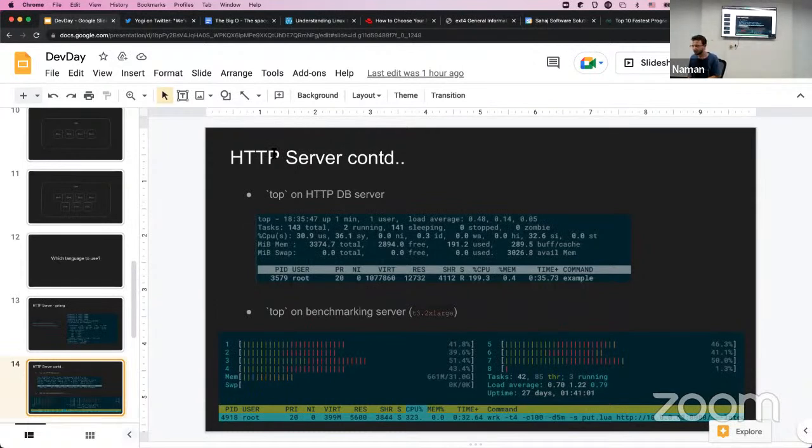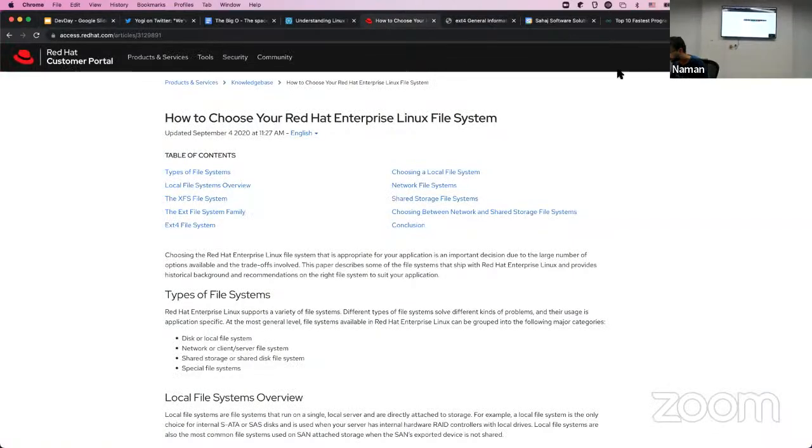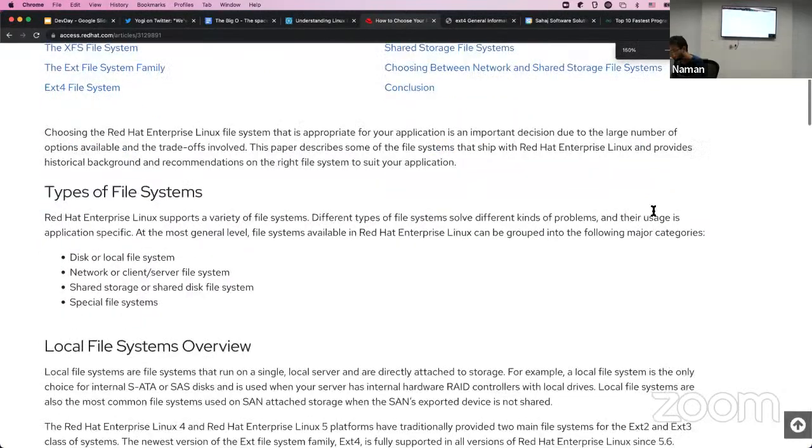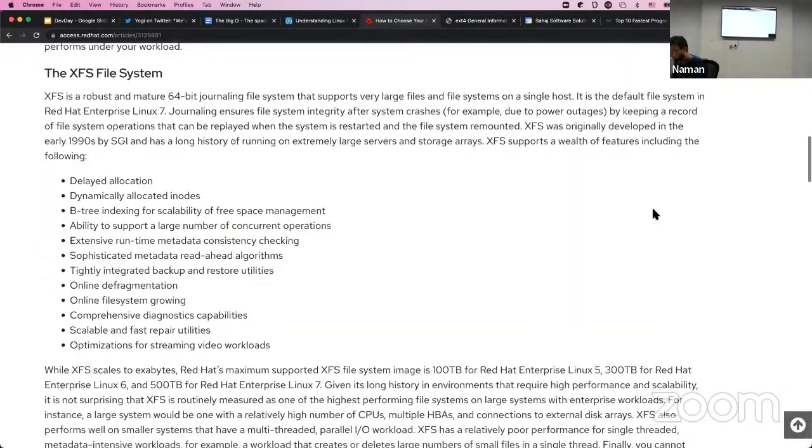Correct. It again depends upon your requirement, right? Now, that's one way to do it. Basically, there's a good article from Reddit over here, which talks about this. Let me zoom in, types of file system.